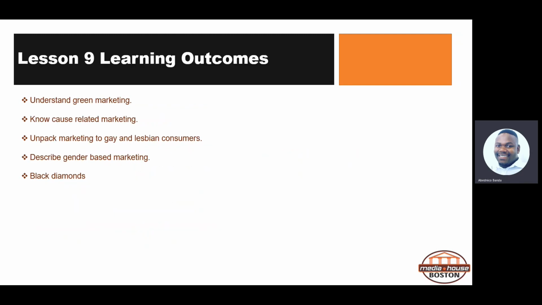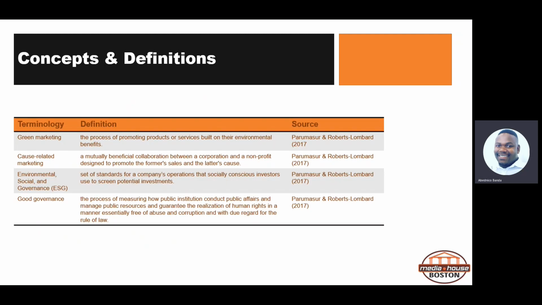You need to understand the concept of green marketing at the end of this lesson. You need to understand cause-related marketing. You need to know how to market to gay and lesbian consumers, and you must be able to describe gender-based marketing as well as the emerging black diamonds. So these are the Mzansi youths. These are the key terms that you are going to be coming across.